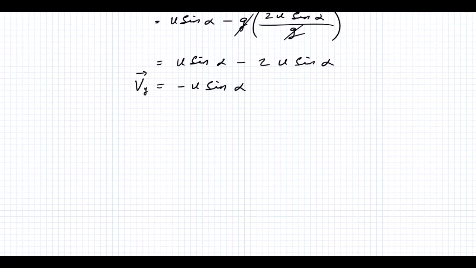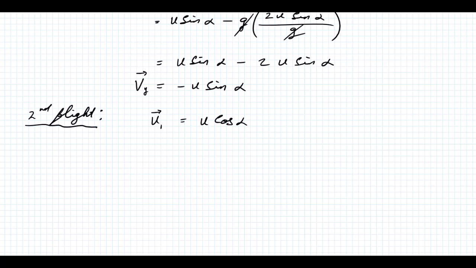Okay, so let's look at the second flight then, just after it bounces. So we have the initial velocity, we'll call it u1 there. This is going to be given as u cos alpha. Remember, this is the initial velocity in the x direction. That's not going to change throughout the whole process. So this is u cos alpha i.